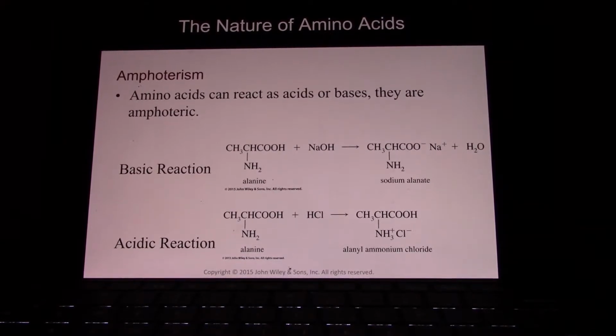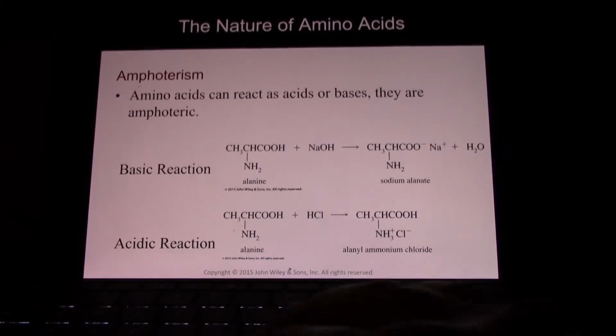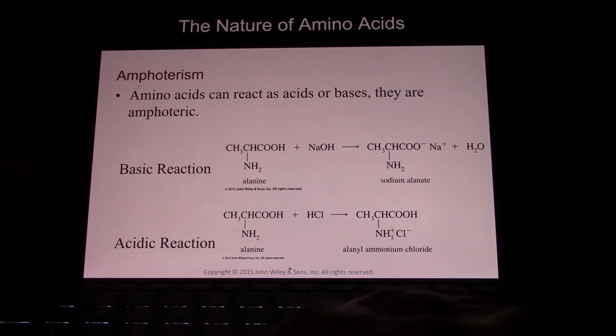Amphoterism. Amino acids can be either acidic or basic, which means amphoteric. An amphoteric substance can act as an acid or a base depending on its chemical environment and what's happening. And so here we see alanine acting like an acid. Sorry, they had this backwards. It's going to donate that proton to the base to get the salt. So in this reaction, alanine is behaving like an acid and donating a proton.